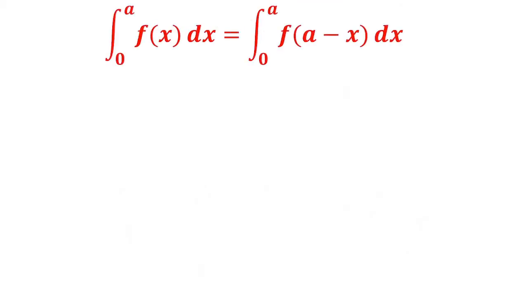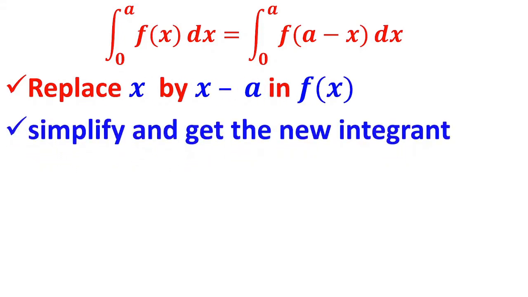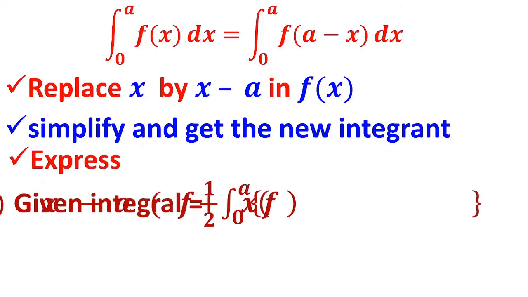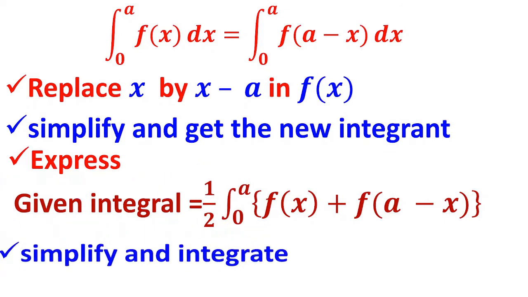Now suppose it is not possible, that is, when you apply this property you are getting an integral which is a little bit modified. Then replace x by a minus x, simplify and get the new integrand, then express the given integral as half into integral 0 to a of the sum of the two integrands: the integrand which is given in the question and the integrand which you got by replacing x by a minus x. Here remember, some books will write it as 2 into the integral also. I have used 1 by 2 so that you will not forget that 2. Then simplify and integrate.